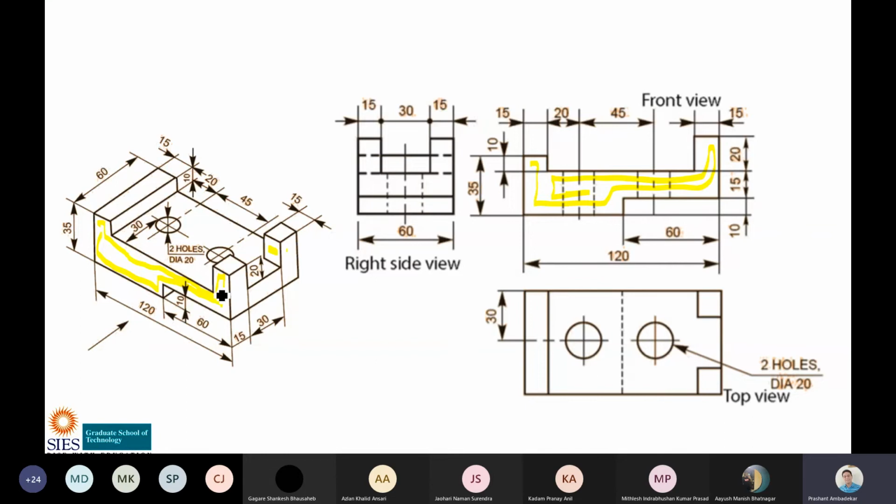So if you see here, there should have been a dotted line. So where should it be reflected? Here. What should have come here is a dotted line, which has not come here.